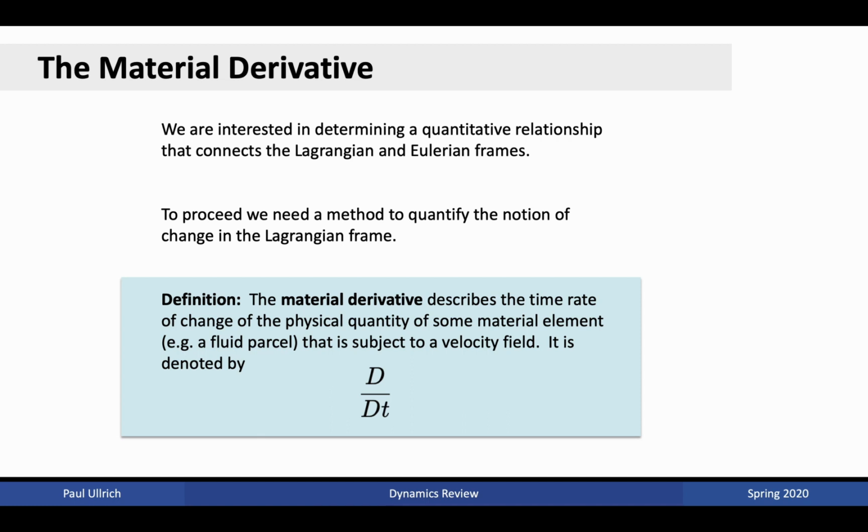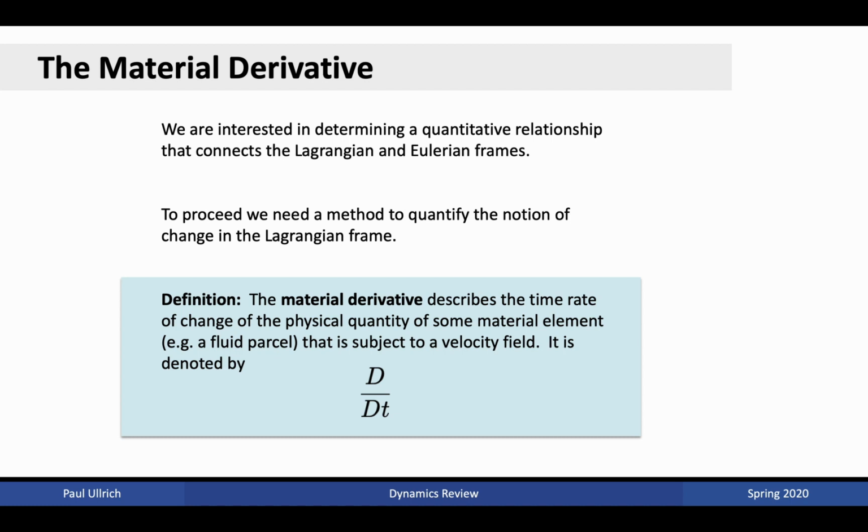But there is nonetheless a relationship that we can evoke in order to connect these two frames. Specifically, we're interested in connecting them via the material derivative, which allows us to equate time rate of change in the Lagrangian frame with time rate of change in the Eulerian frame. Formally, the material derivative describes the time rate of change of some physical quantity of some material element, for instance a fluid parcel, that is subject to a velocity field.